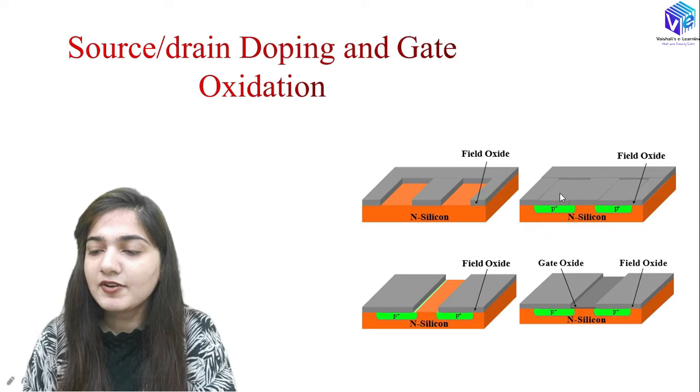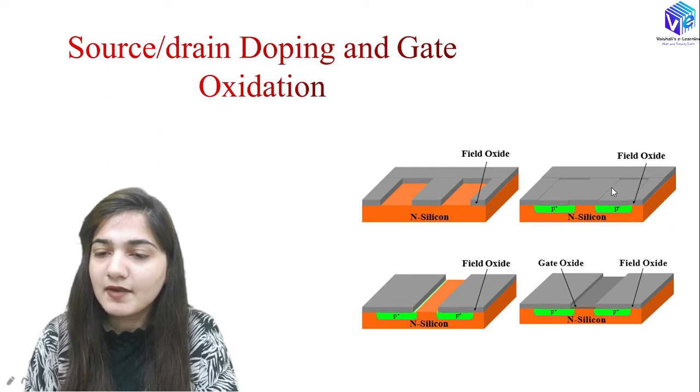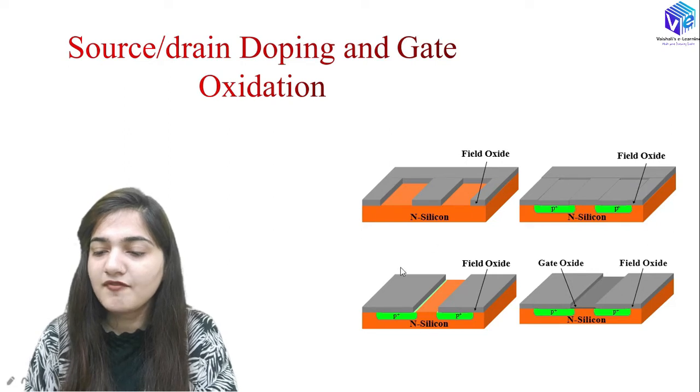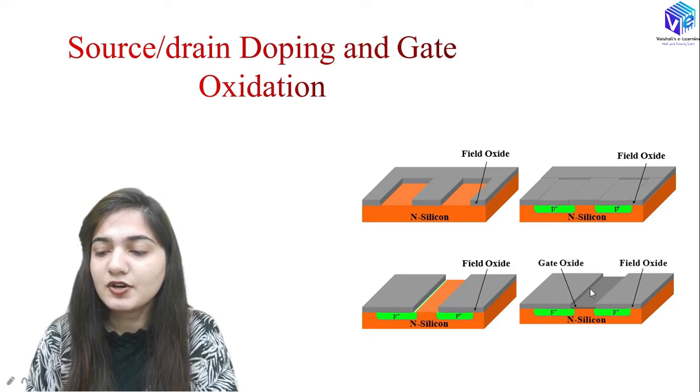Right after that I will be going towards the field oxidation step, so that here this mask has been again filled up with the help of oxide. After that again I will be going towards the photolithography phase, and here I will be removing the SiO2 layer with the help of the photolithography process. Right after that we will be moving towards the gate oxidation.